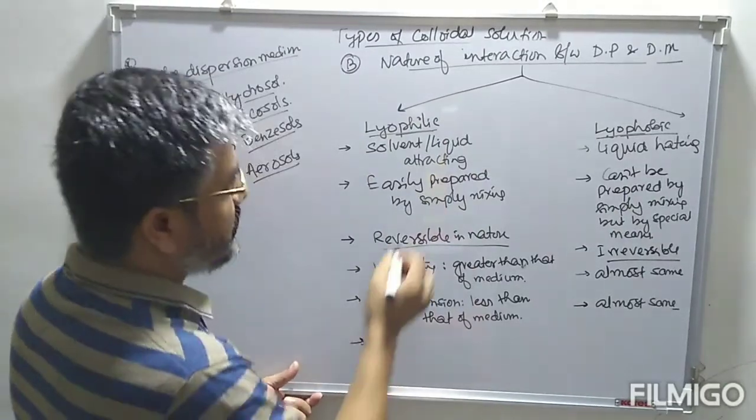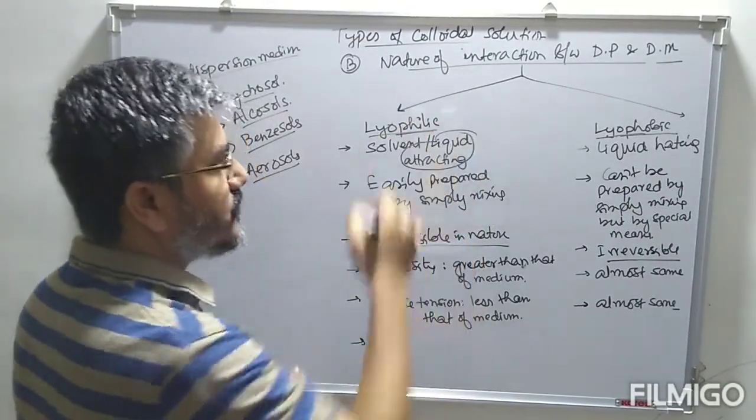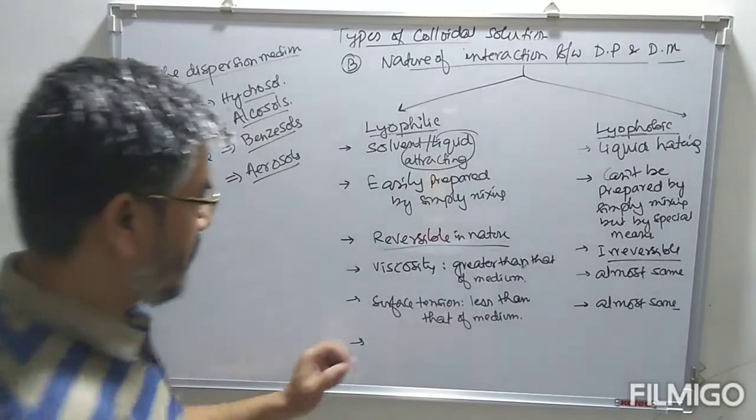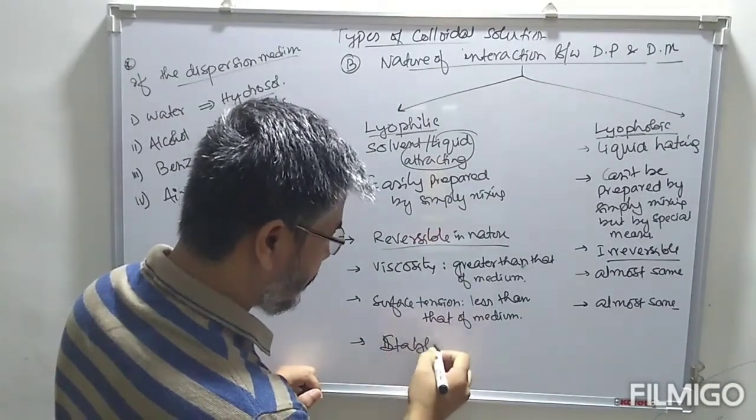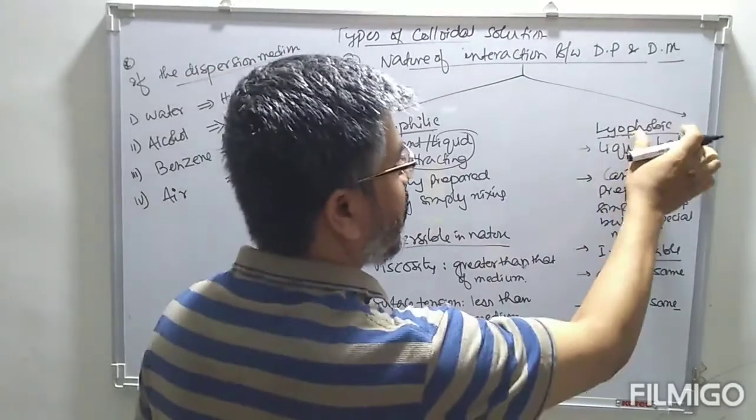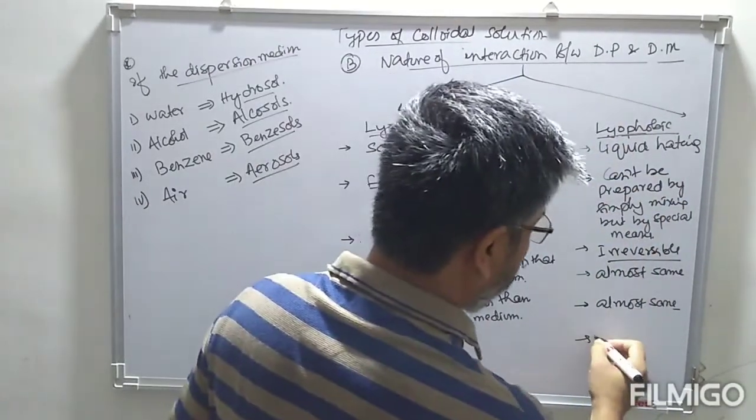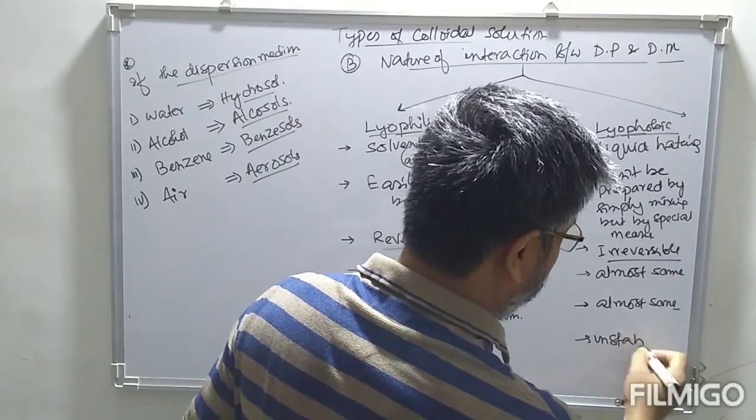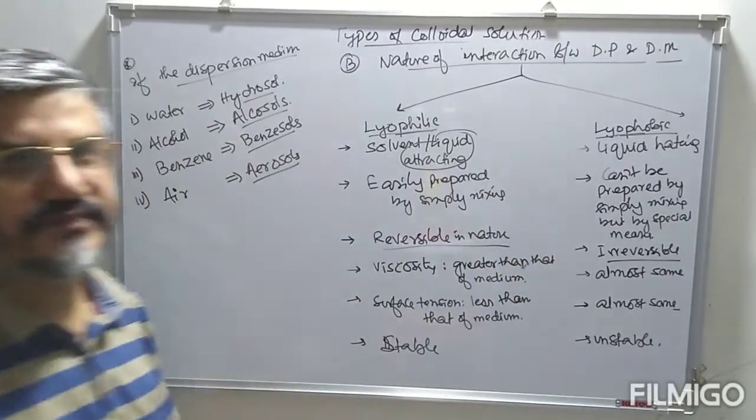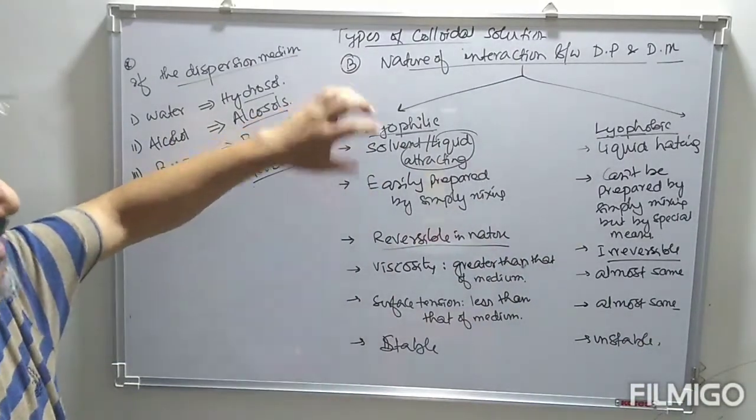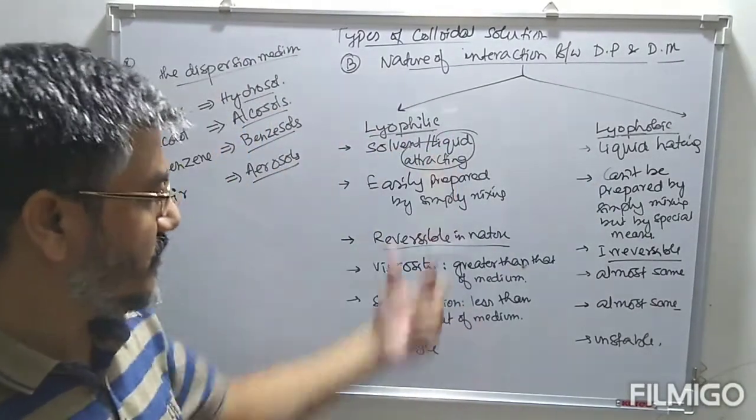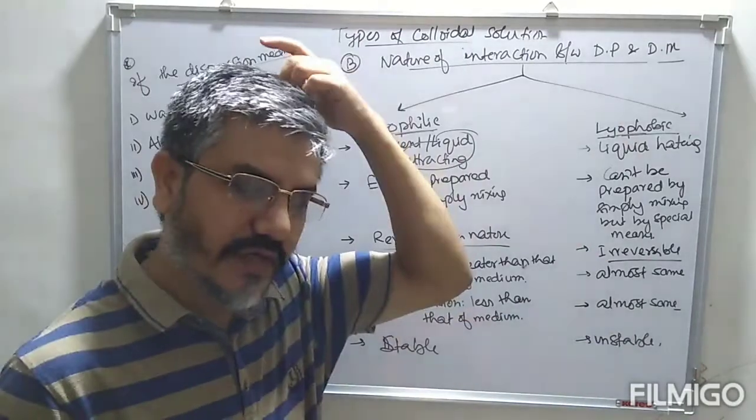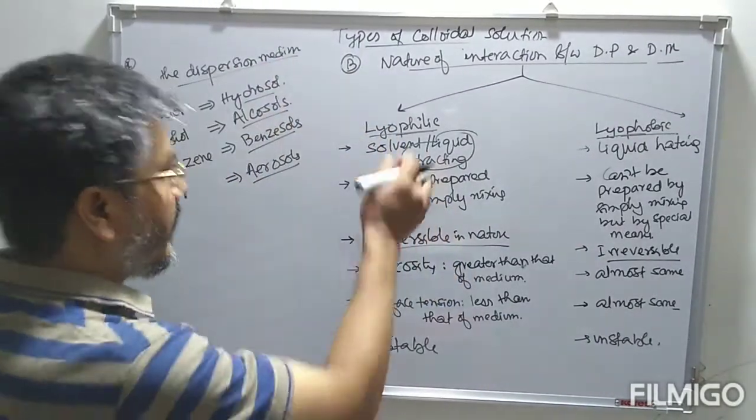Lyophilic sols are stable because there is an attractive force between these two, whereas lyophobic sols are unstable. Means when we compare the stability of lyophilic and lyophobic sols, lyophilic sols are more stable compared to lyophobic sols.